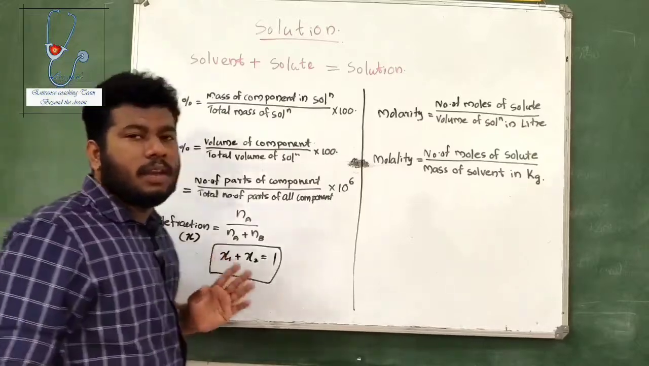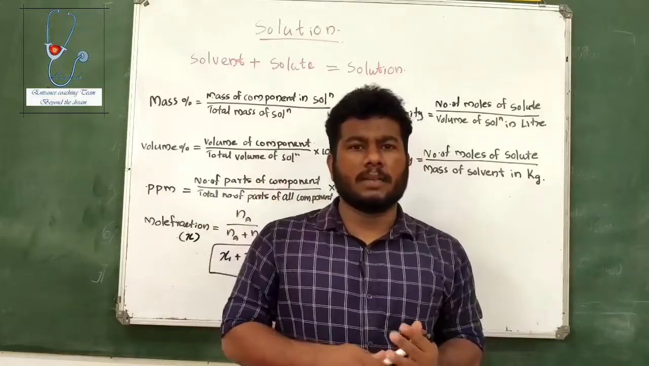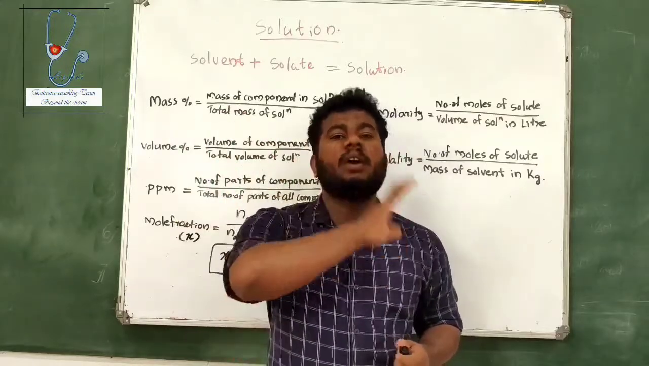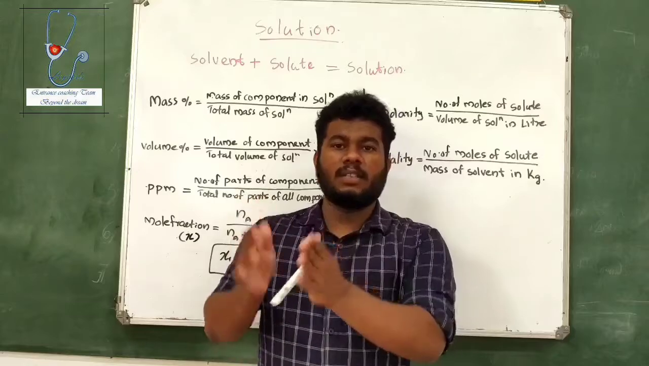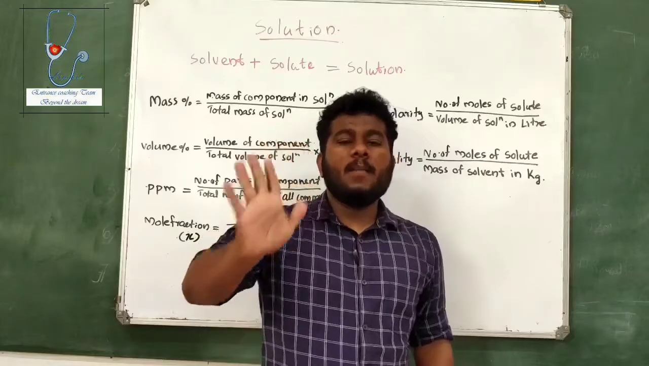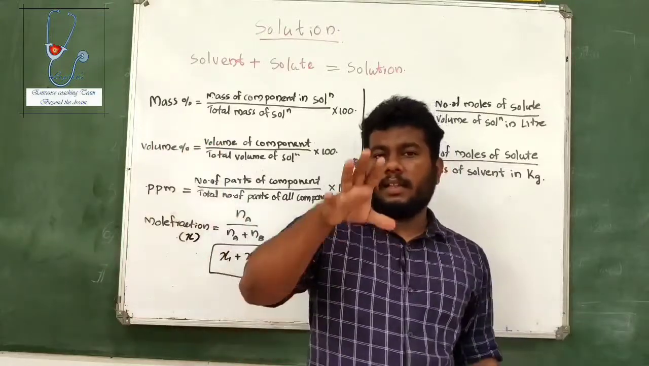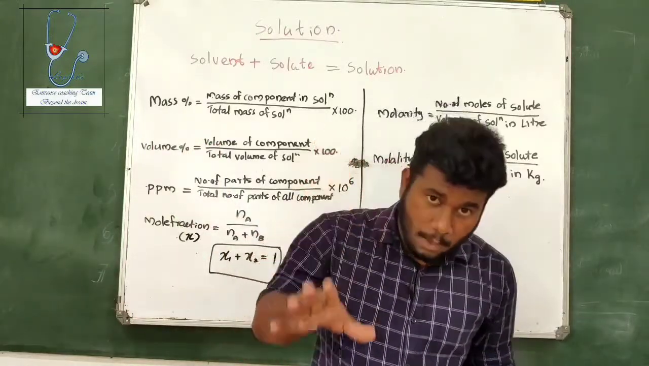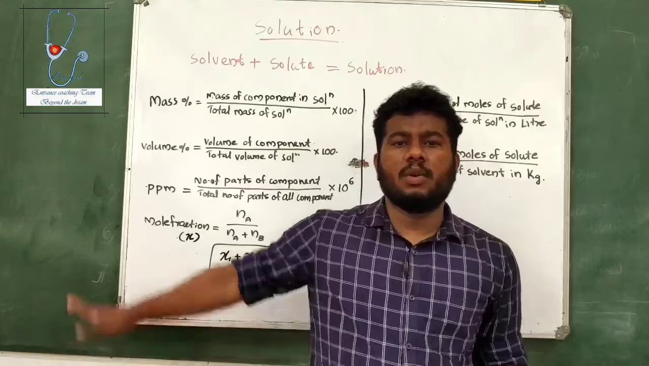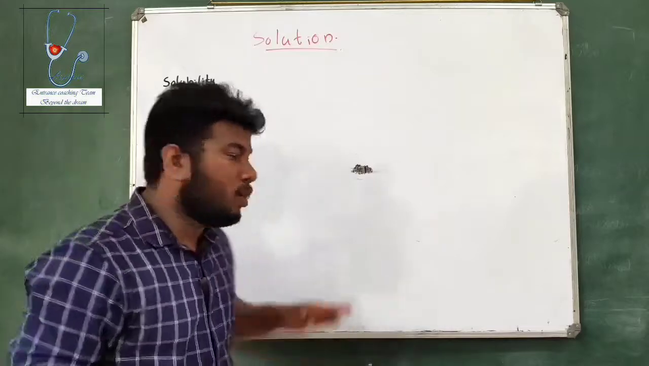Then come to the next topic, solubility. What is solubility? For example, you add some salt or sugar to a glass of water and mix it. The amount of solute dissolved in a liquid or solvent is called solubility. How much amount dissolves, that is solubility.